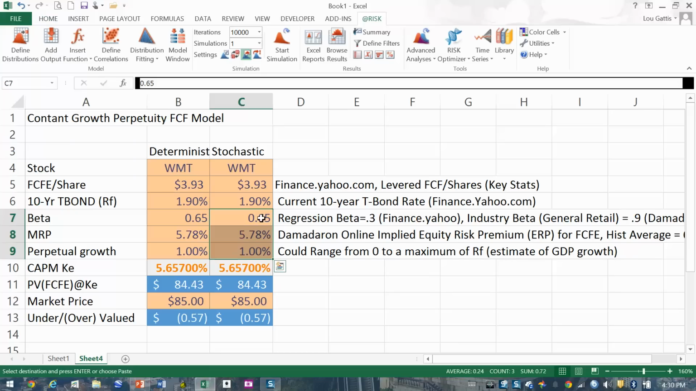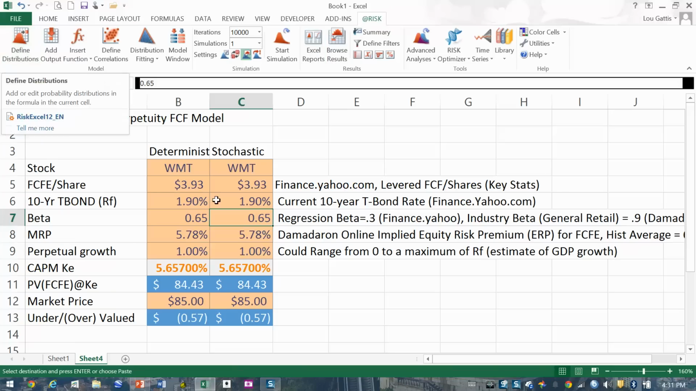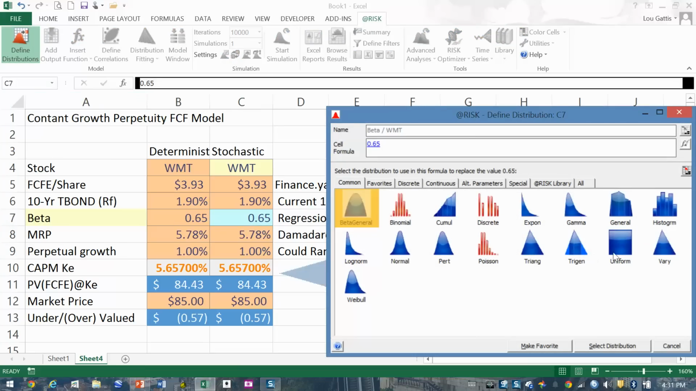So for example, I found that I think the regression beta could be between 0.3 and 0.9, and I'm no more confident that it's 0.3 or 0.9 or 0.65. So the idea is, I think it's equally likely of being the lowest number, the highest number, or one in the middle. If you have a situation after researching a stock or researching a variable where you think it has a flat distribution like that, you can click on that. I'm going to define a distribution. I'm going to select uniform. Okay, no peak.